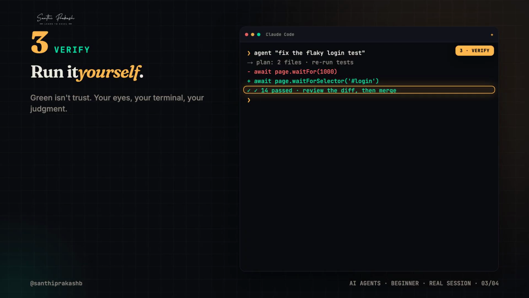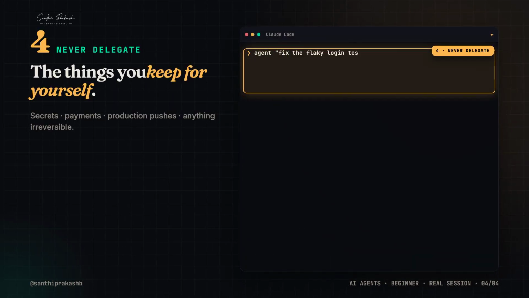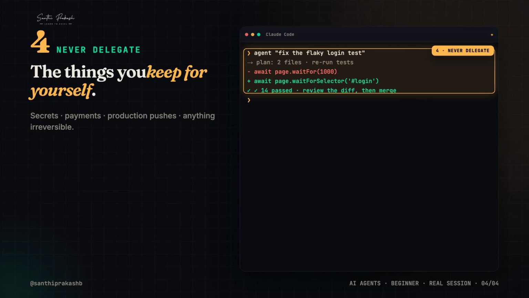on price grounds. Rule 4, and it's the one people skip: some things you never delegate. Secrets, always keep out of the prompt. The agent shouldn't see tokens or keys, period. Anything touching real money, watch it like a hawk or do it yourself. Production pushes, and anything irreversible, keep human approval in the path. And judgment calls: the architecture decision, the roadmap, the what-should-we-build question, those stay with you.